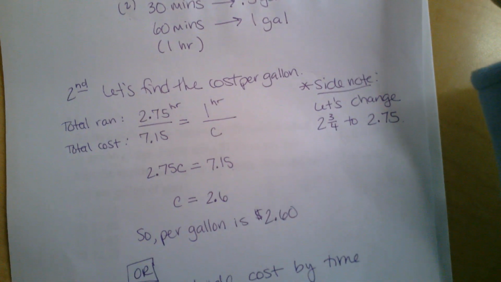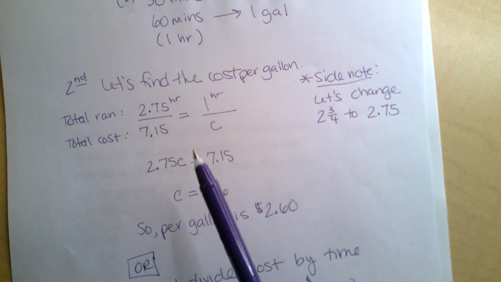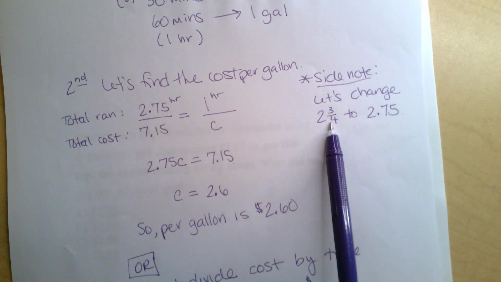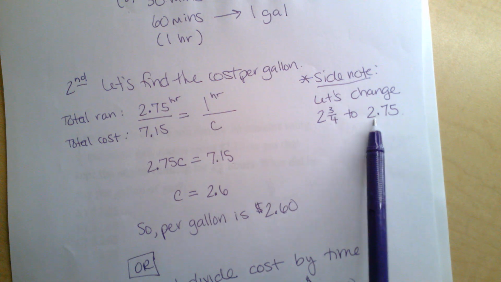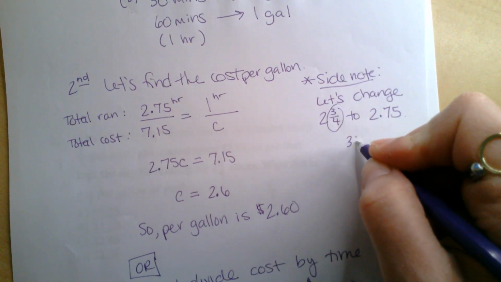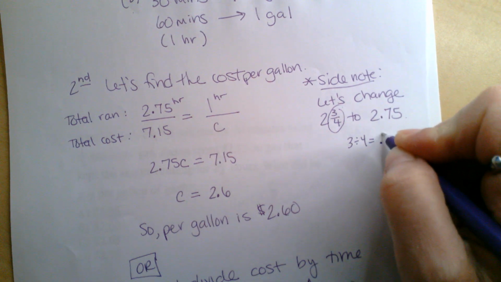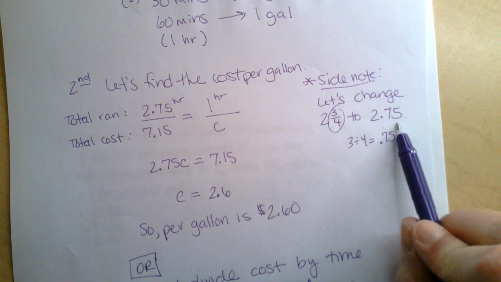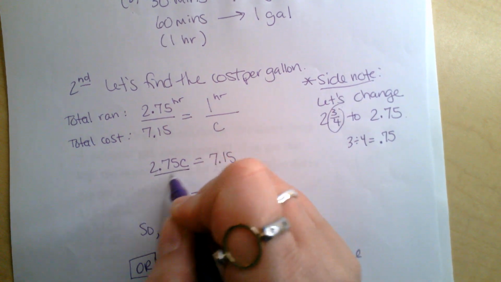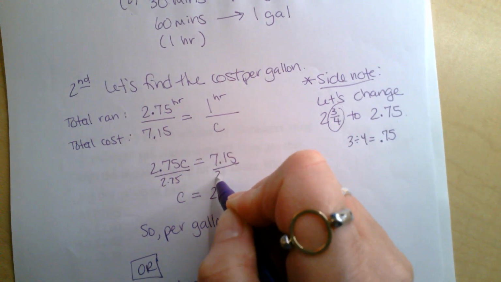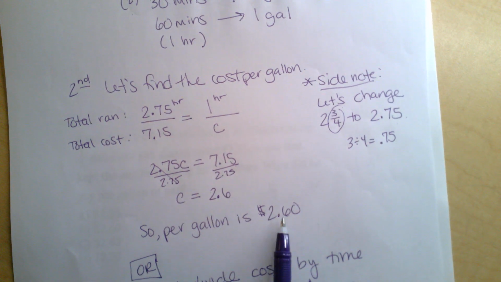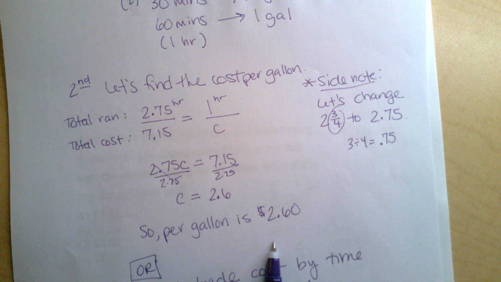Number 2, let's find the cost per gallon. I can set up a proportion here. So I'm going to change 2 3/4 to 2.75. How I got that 0.75, you really divide this in the calculator. 3 divided by 4 is 0.75. That's how I got that 0.75. I cross multiplied. I divided both sides by 2.75. And I got 2.6, so cost is $2.60.